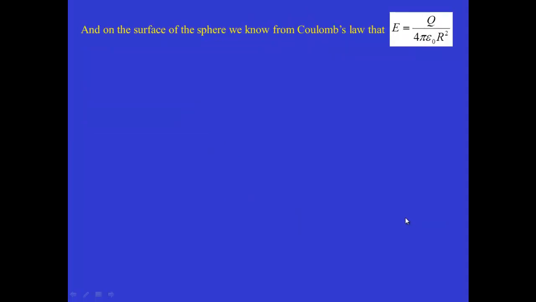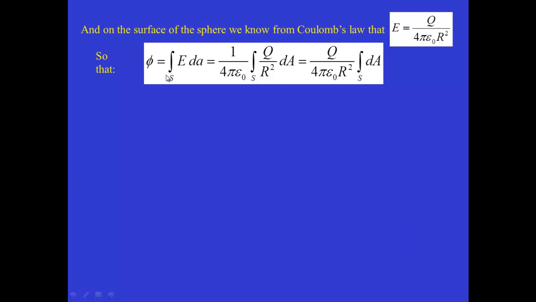Now, on the surface of the sphere, we know from Coulomb's law that the magnitude of E is Q over 4 pi epsilon 0 r squared. Let's go back then to the expression for the flux. Now we have what was the integral of E dot dA is now the integral E dA. Note that I've taken the vector signs off because we're dealing now solely with magnitudes.